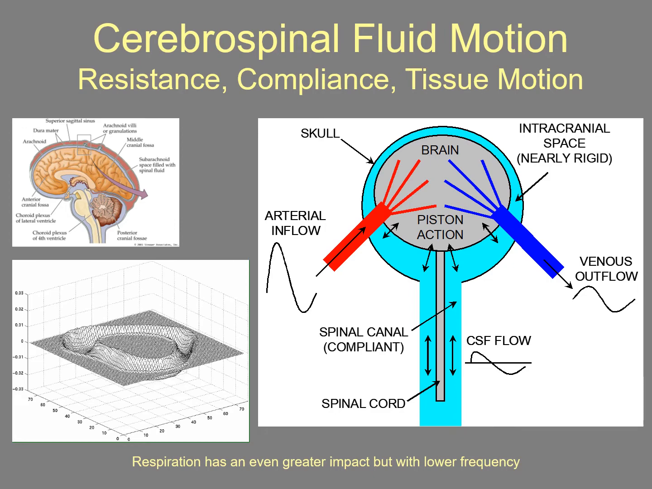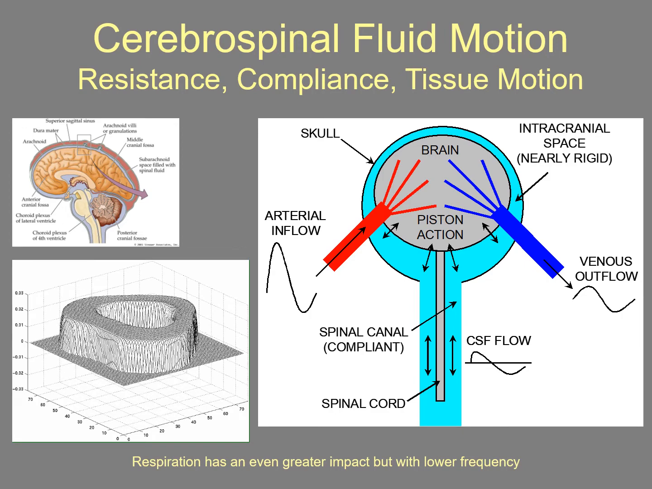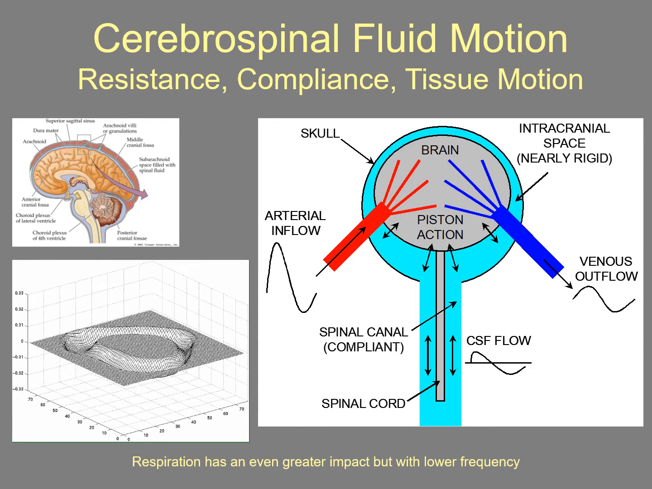This cartoon shows arterial flow coming in red and venous flow coming out in blue. And you have a volume change inside the brain in that gray region. And that volume change pushes fluid in and out of the spinal canal, cerebrospinal fluid. And the difficulty with which to push that out is the resistance.